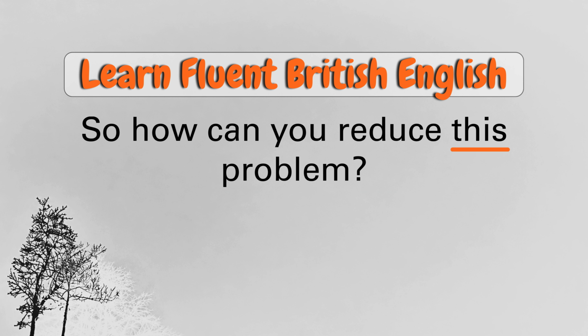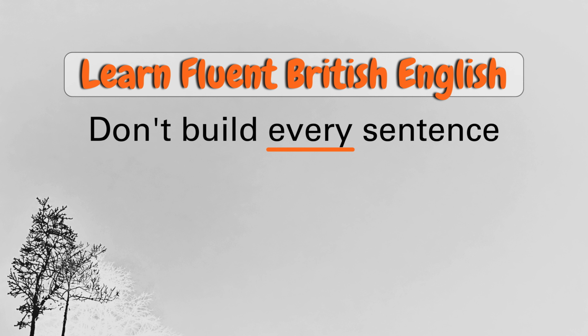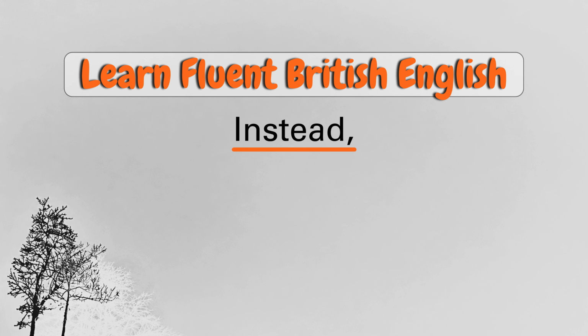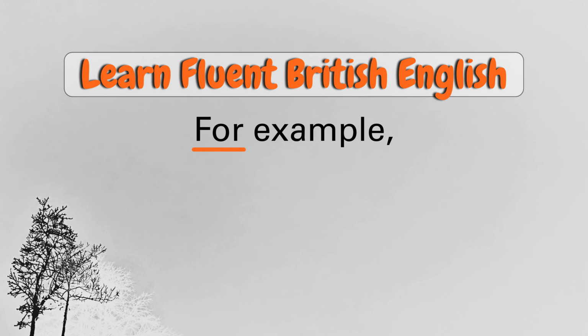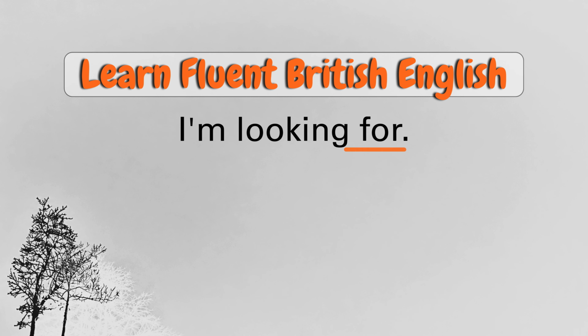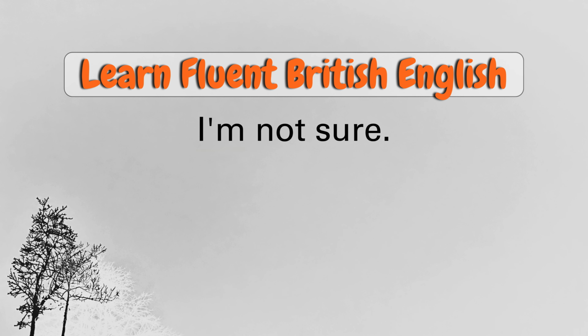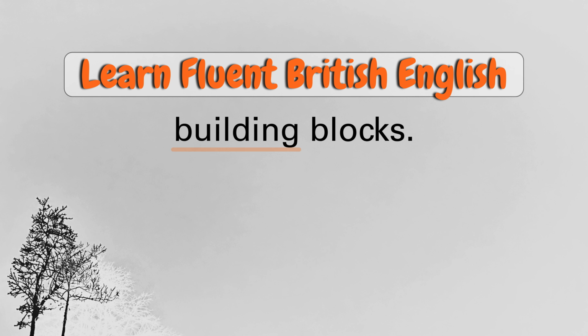So how can you reduce this problem? Start thinking in short English phrases. Don't build every sentence word by word. Instead, learn useful groups of words. These are often called English chunks. For example, I need to, I'm going to, I'd like to, I'm looking for, I'm trying to, I don't think, I'm not sure, it depends on, I'd rather, that's a good idea. These phrases can become ready-made building blocks.